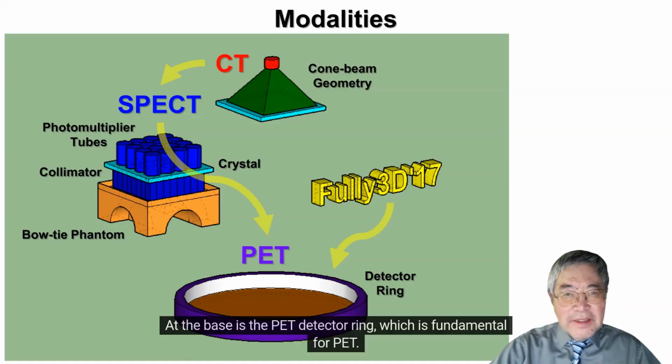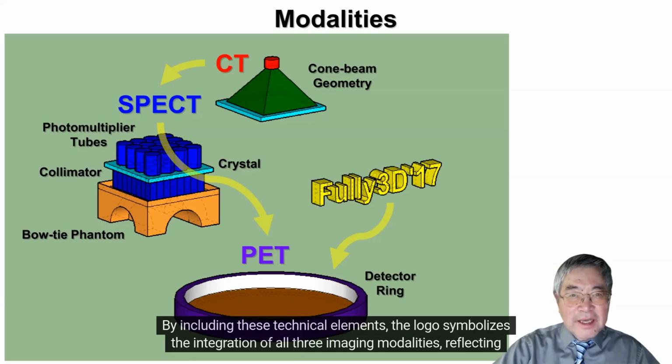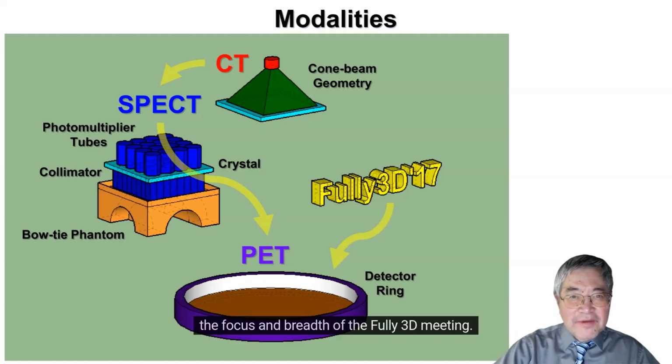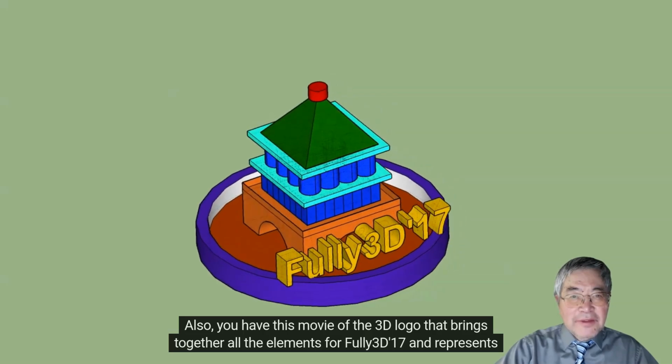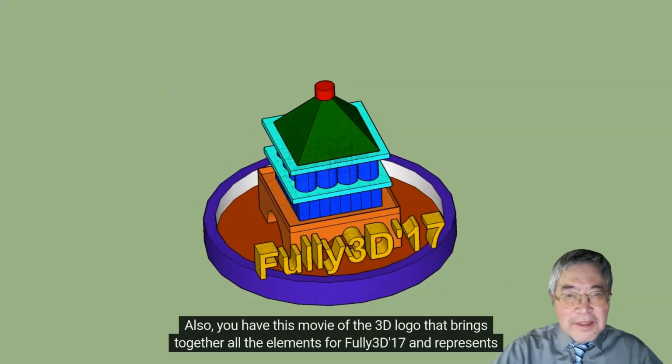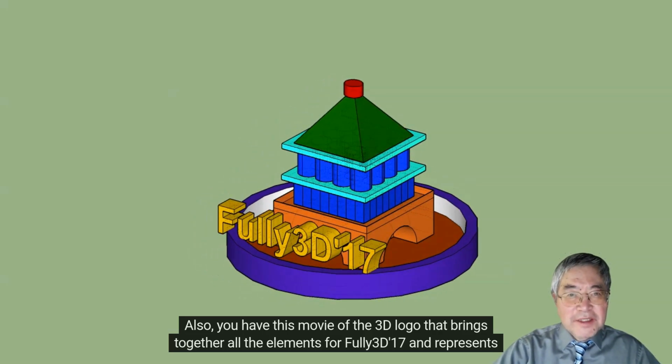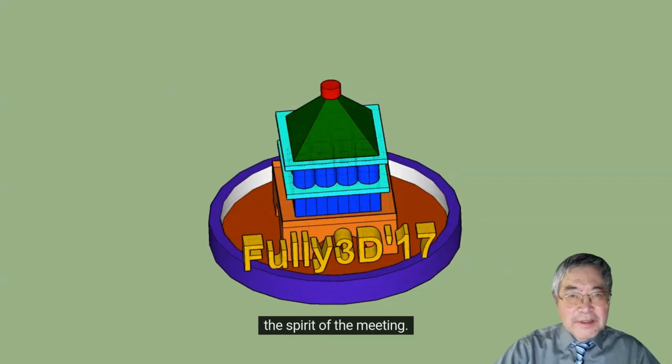At the base is the PET detector ring, which is fundamental for PET. By including these technical elements, the logo symbolizes the integration of all three imaging modalities, reflecting the focus and breadth of the fully 3D meeting. Also, you have this movie of the 3D logo that brings together all the elements for fully 3D 17 and represents the spirit of the meeting.